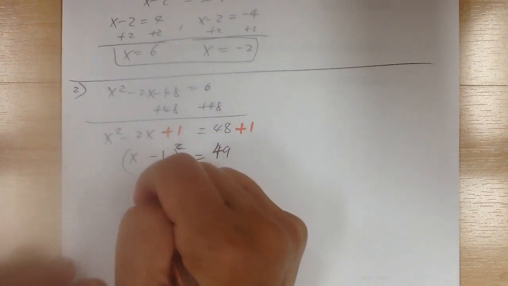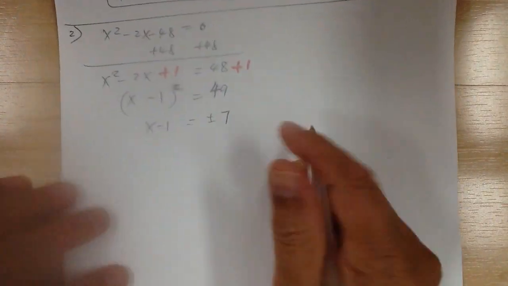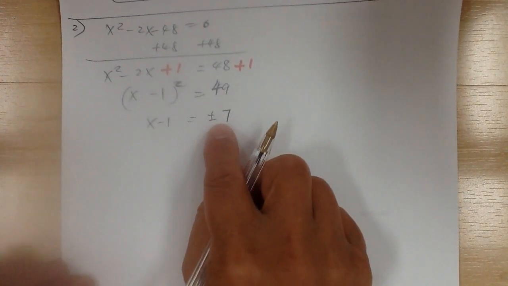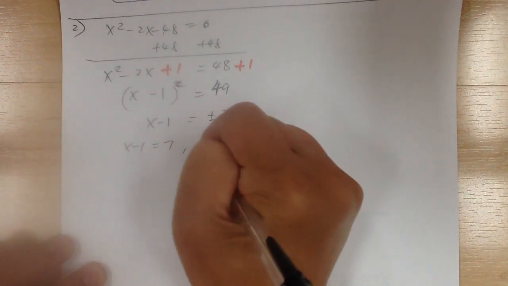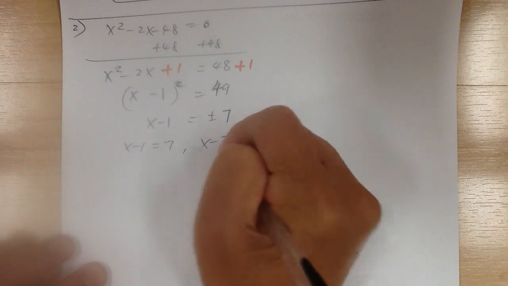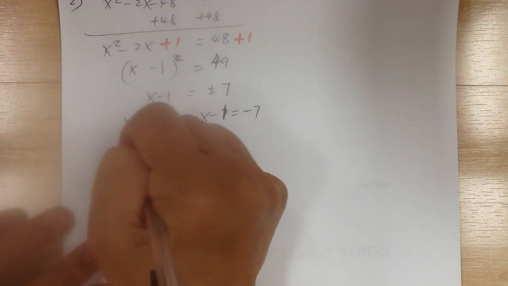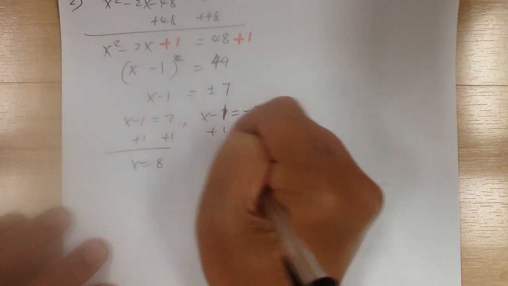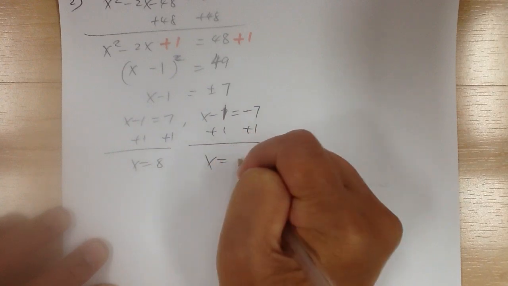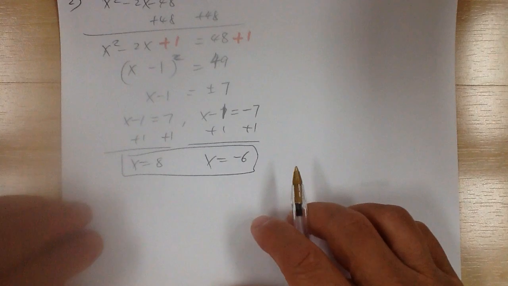Take the square root on both sides, so you get x minus 1 equal to plus or minus 7. Now these are same kind of numbers, that means you can simplify, so you need to separate the plus from the minus. And from here you can go and solve. So plus 1 on each side. Over here again, plus 1 on each side. So x equal to negative 6. Okay, next one.